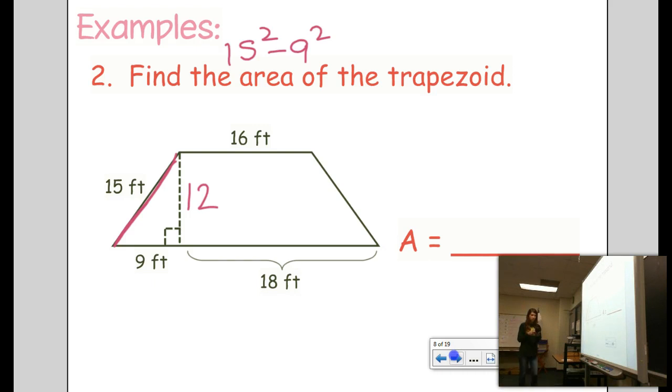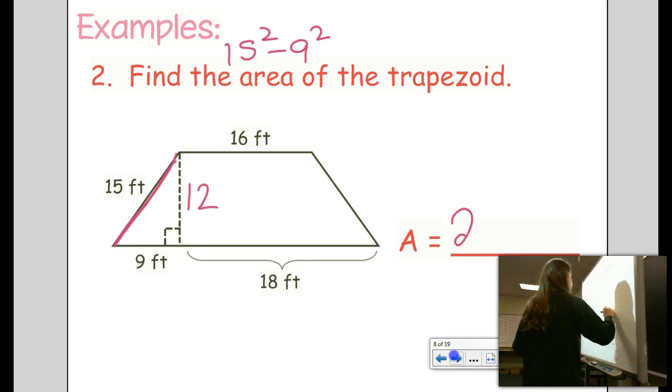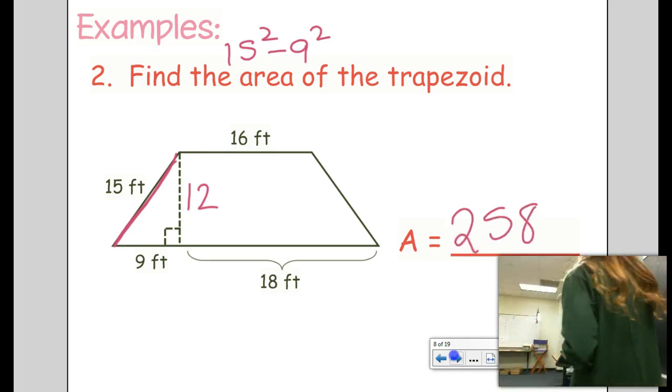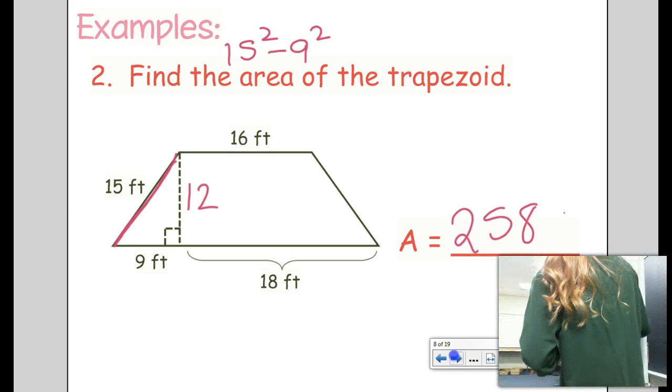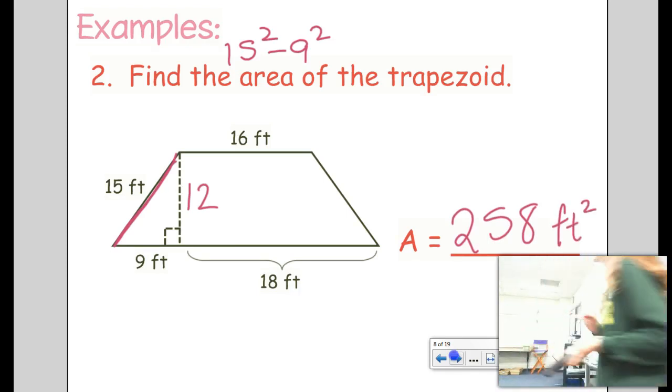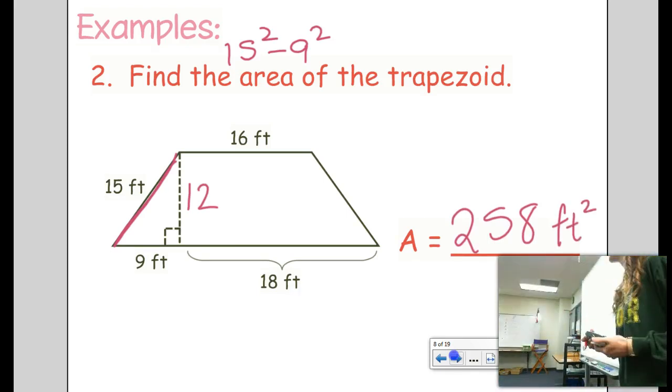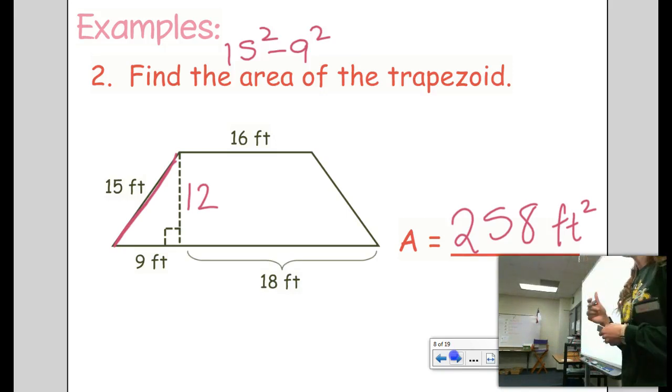258 times 12. Yes, it is a triple. Yeah, that's exactly what I got as well. 258 what? Feet squared. Very good. You can say squared feet or feet squared. Oh, okay. Questions? Moving on.